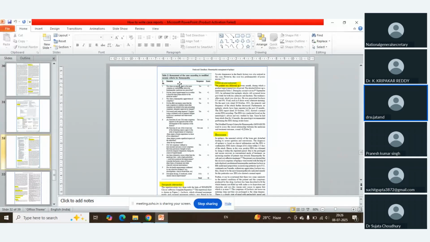Next, it is the Naranjo criteria, where we have established the cause and effect relationship.